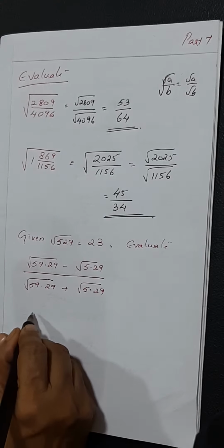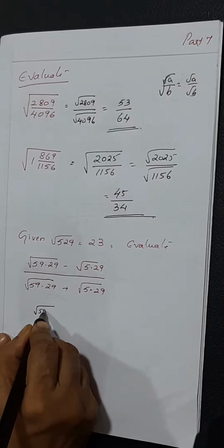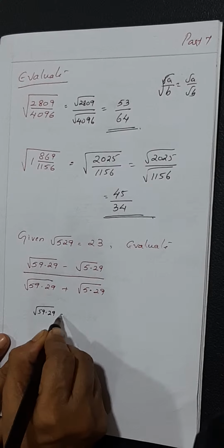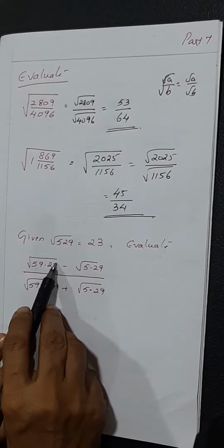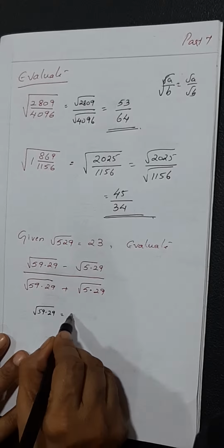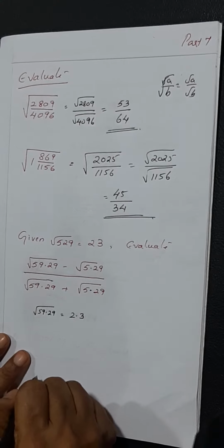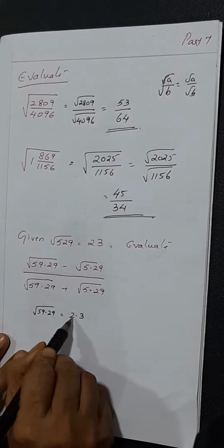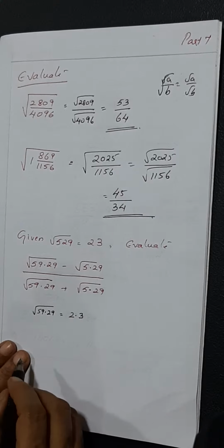So here the root of 59.29 will become, see here there are 2 decimals, so your answer's square root will have only 1 decimal. So the root of 59.29 is equal to 7.7, and the root of 5.29 is equal to 2.3.